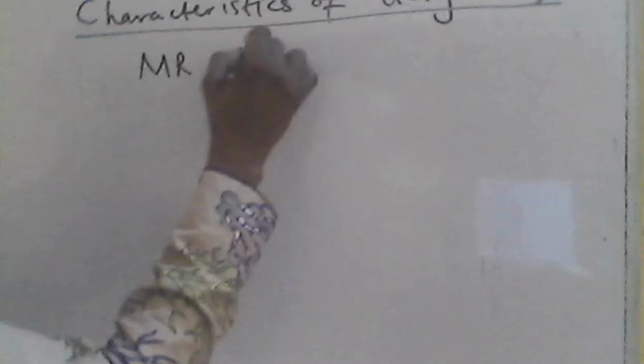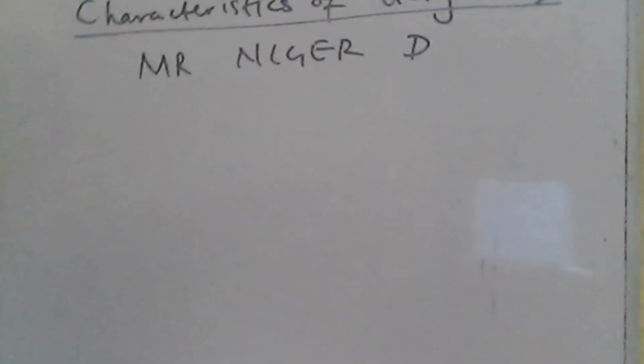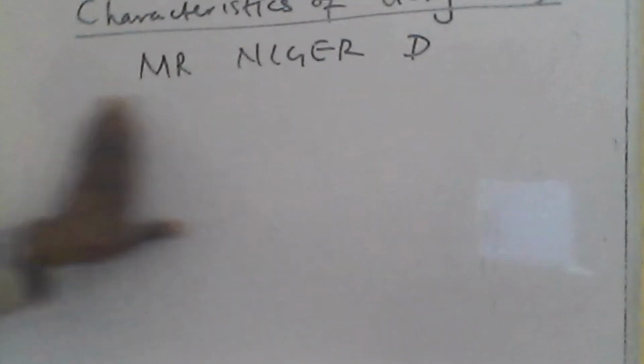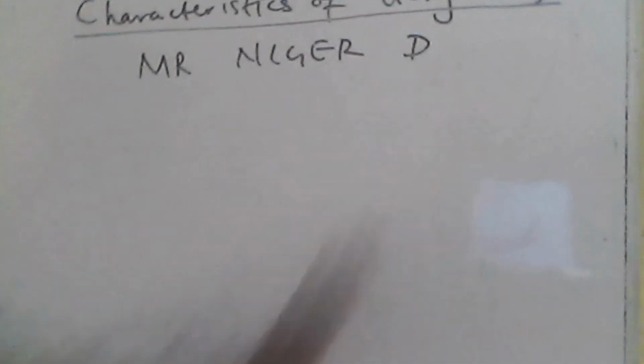What are the attributes that we will see on something that is living to attribute it to be a living thing? Now the following acronym represents the characteristics of a living thing. I will call it Mr. NIGER D. It's an acronym. It's not the name of a person, it's not the name of a mister. If you can remember Mr. NIGER D, you will be able to know all the attributes of a living thing.